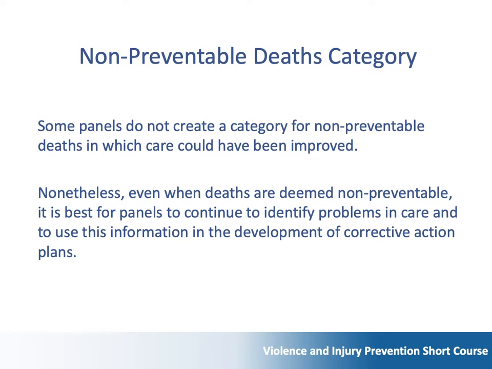Some panels do not create a category for non-preventable deaths in which care could have been improved. These panels use preventable, potentially preventable, and non-preventable as categories. Nonetheless, even with deaths that are deemed non-preventable, it is best for panels to continue to identify problems in care and to use this information in the development of corrective action plans. This is true whether 1 or 2 categories of non-preventable deaths are used. Using the full 4 categories is optimal and requires only minimal extra work compared to using 3 categories.